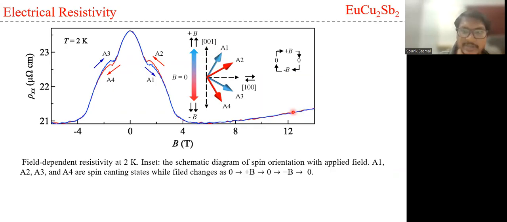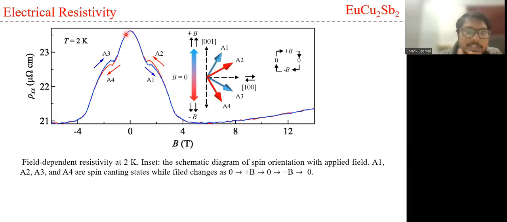Then when we come back from 14 Tesla via this A2 path, we see this path difference. When it comes from this high 14 Tesla value to going to 0, we see this spin canting at the A2 position. So it comes with a different angular canting of the moment.